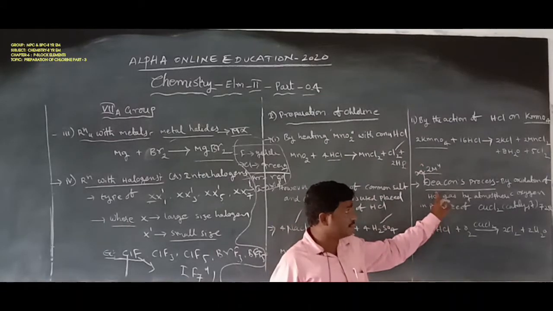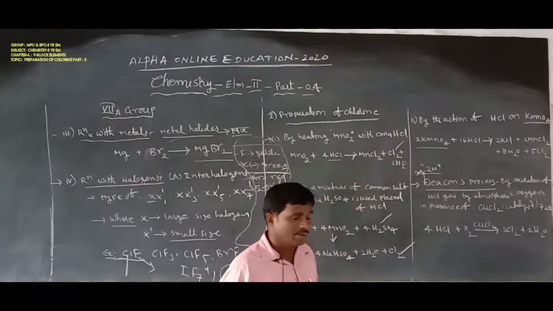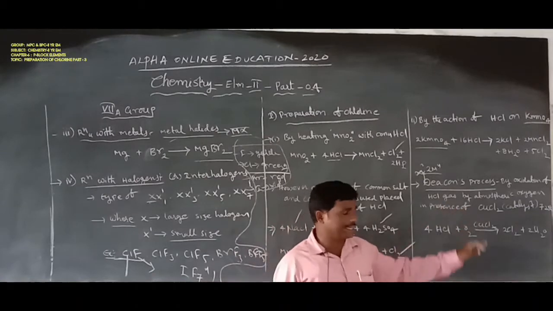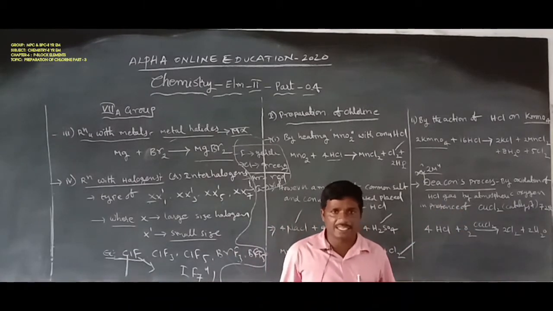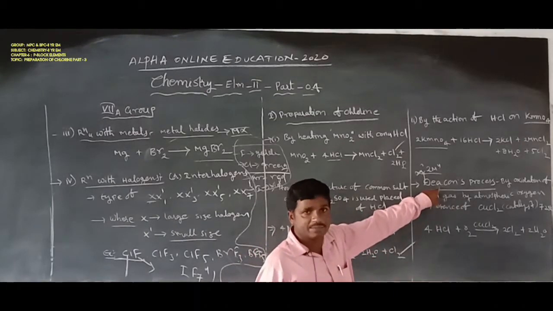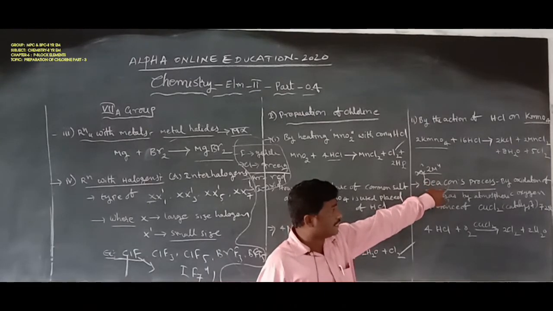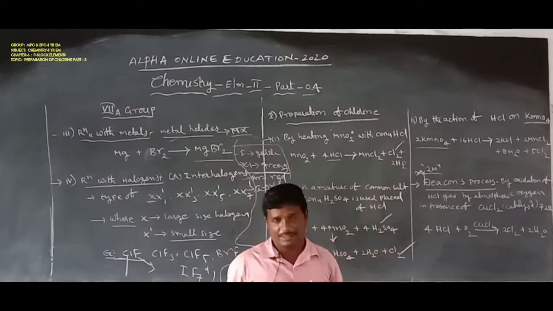In the Deacon process, chlorine is prepared by the oxidation of hydrochloric acid by atmospheric oxygen in the presence of cuprous chloride catalyst at 723 kelvins, and then chlorine is formed. It is called the Deacon process, named after the scientist Deacon. This is the second method of preparing chlorine.